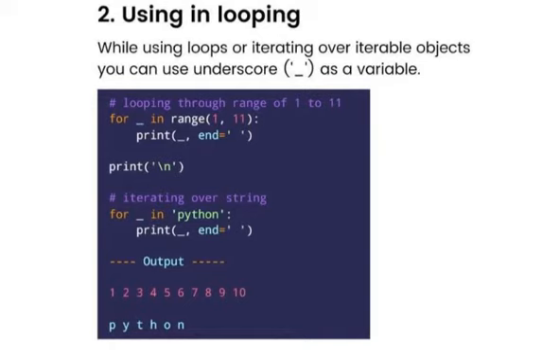Even when iterating over a string, for x in Python, print x. Instead, we can use for underscore in Python, print underscore. So while using loops or iterating over iterable objects, you can use underscore as a variable. For x in range, for underscore in range.